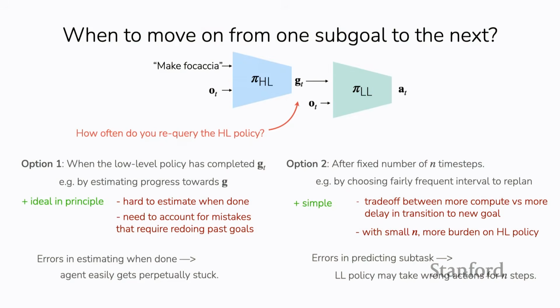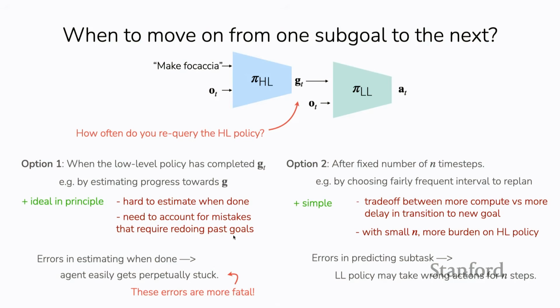And then for option 2, if you make a mistake in predicting the subtask, because you're querying the high-level policy more frequently, this also has a bad outcome, which is that the low-level policy might stop making progress on the final task and might be taking the wrong actions for n steps until you get, hopefully, a more accurate goal prediction. And generally between these two things, these errors are more fatal.